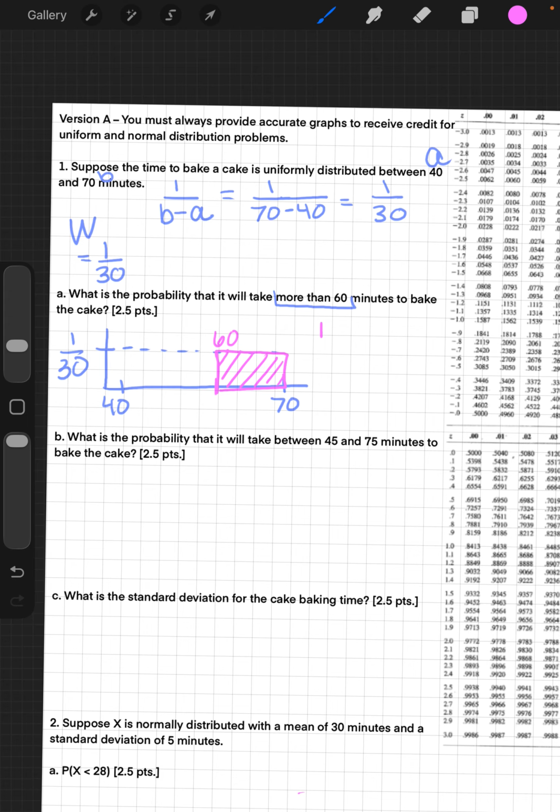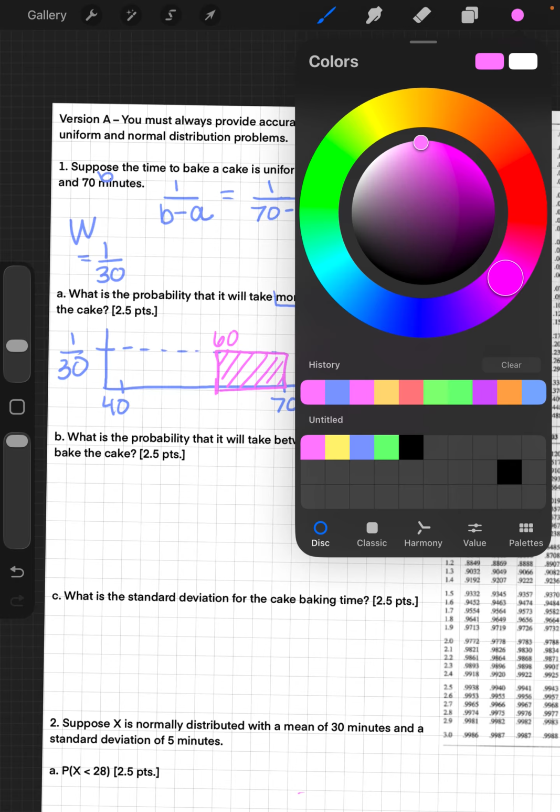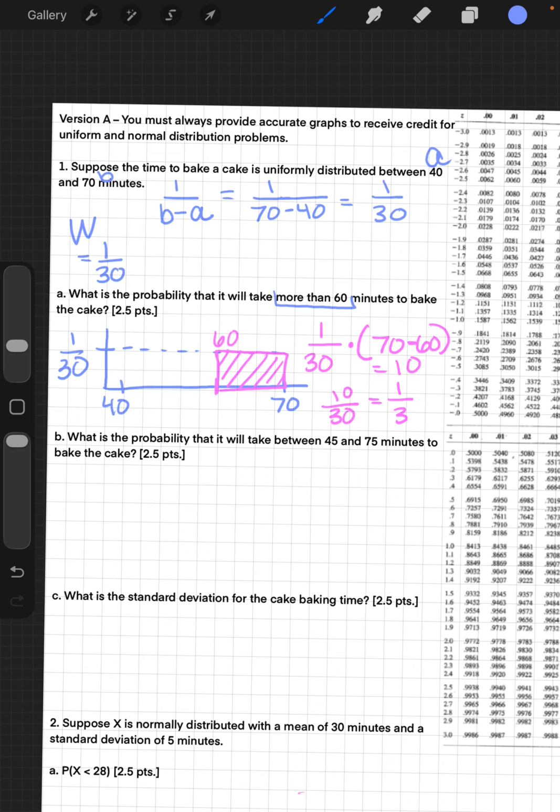And then I'm going to find my area. So 130 times 70 minus 60. That's 10. So it can be that or 1/3 or decimal. It's really up to you how you like to do that. And then we want to do for 45 and 75.